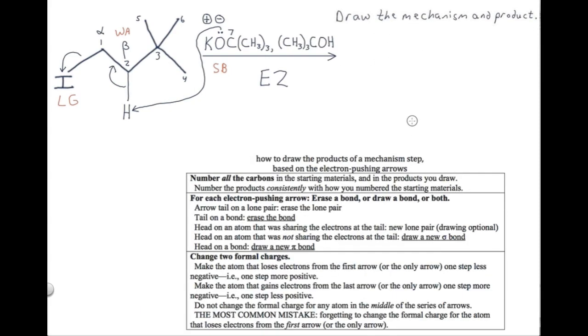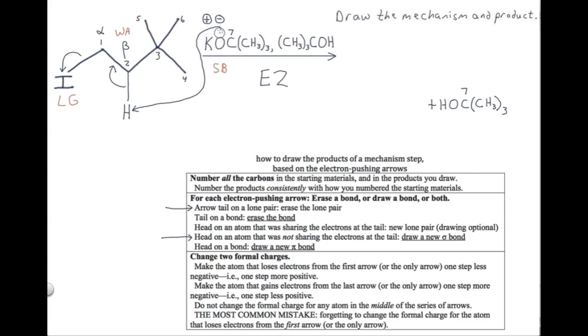Here again is our method for drawing the product based on the electron pushing arrows. We have to look at this electron pushing arrow and ask, does this tell us to erase a bond, draw a bond, or both? This arrow tells us to draw a bond between the oxygen and this hydrogen. I drew a bond between this oxygen and this hydrogen, or at least I showed that they were bonded by writing them next to each other. Notice that I'm numbering this carbon 7 consistently with this picture.